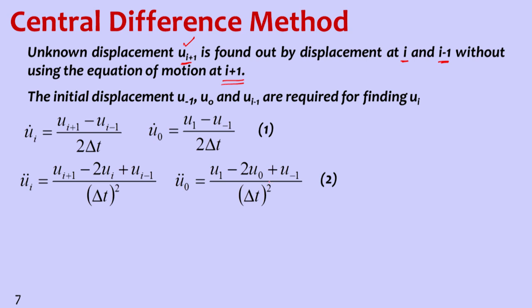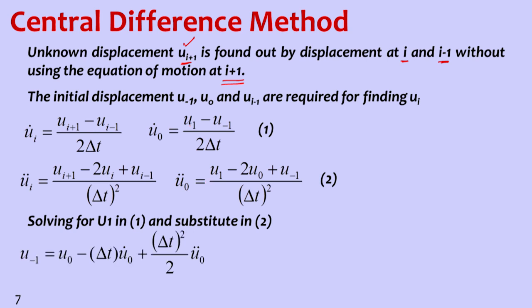So what we do is, to find it out, u1 is unknown here, so we solve for u1 in this equation and substitute that u1 value in the second equation. If you substitute that, we get the u minus 1 term, that is u0, the initial displacement, minus delta t times the initial velocity, plus delta t square by 2 into the initial acceleration.